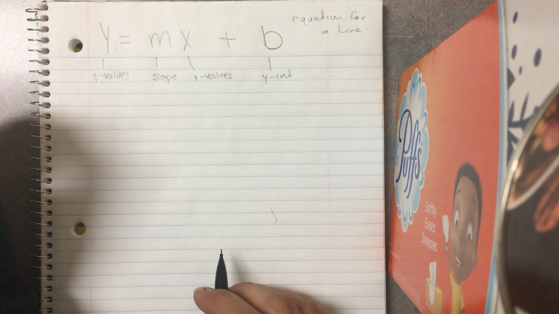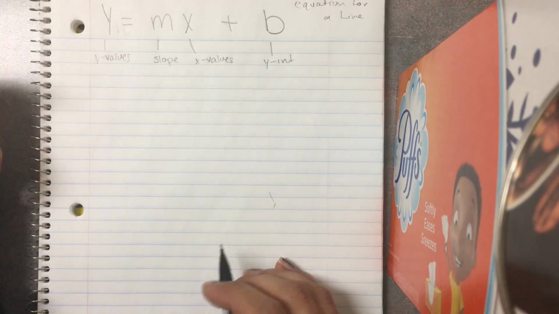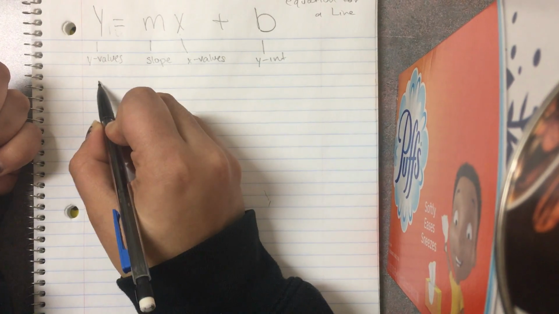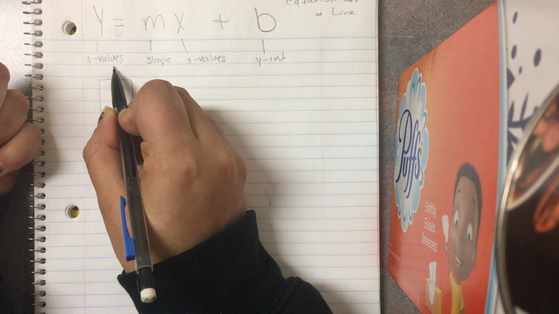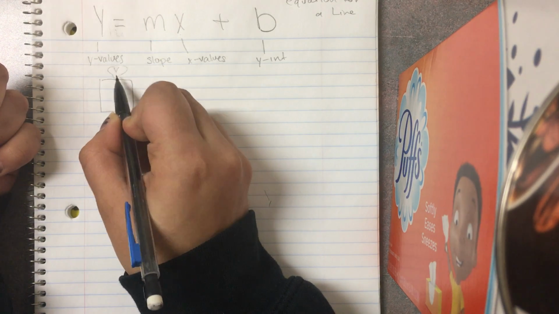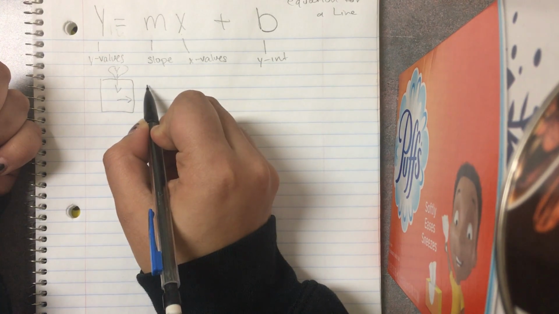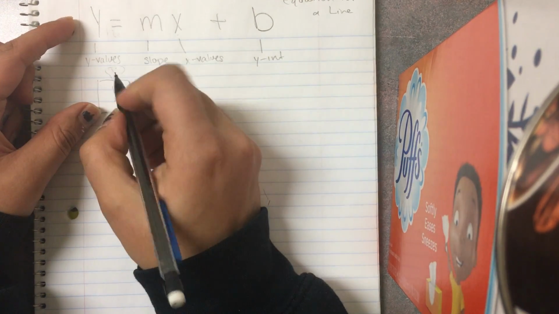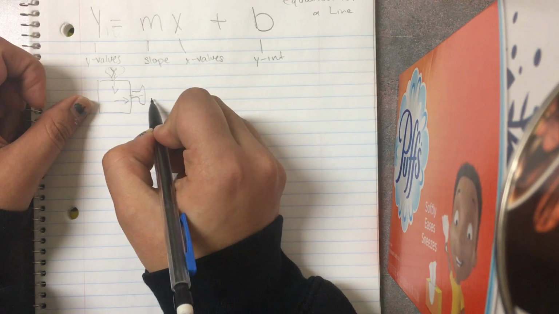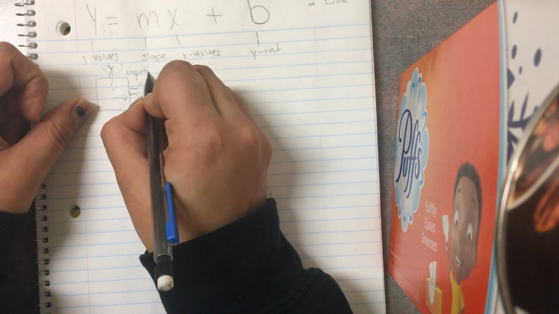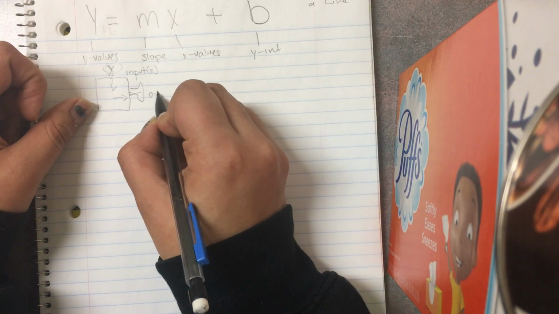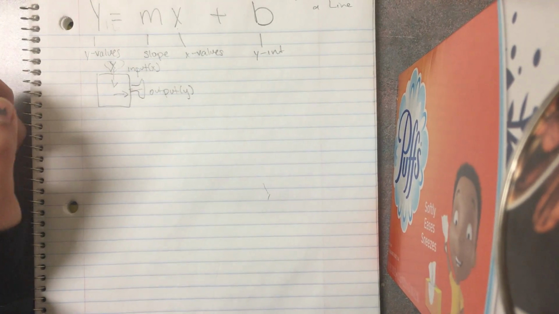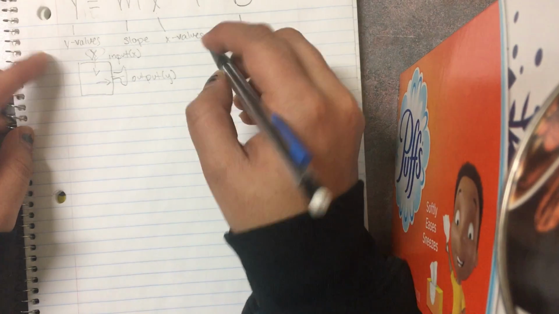We're going to think about an equation as a machine. You put in x values, and your output is y values. I'm just going to draw a machine type thing. The x values go in, and the y values come out. So this is your input, which is your x values, and your output is the y values.